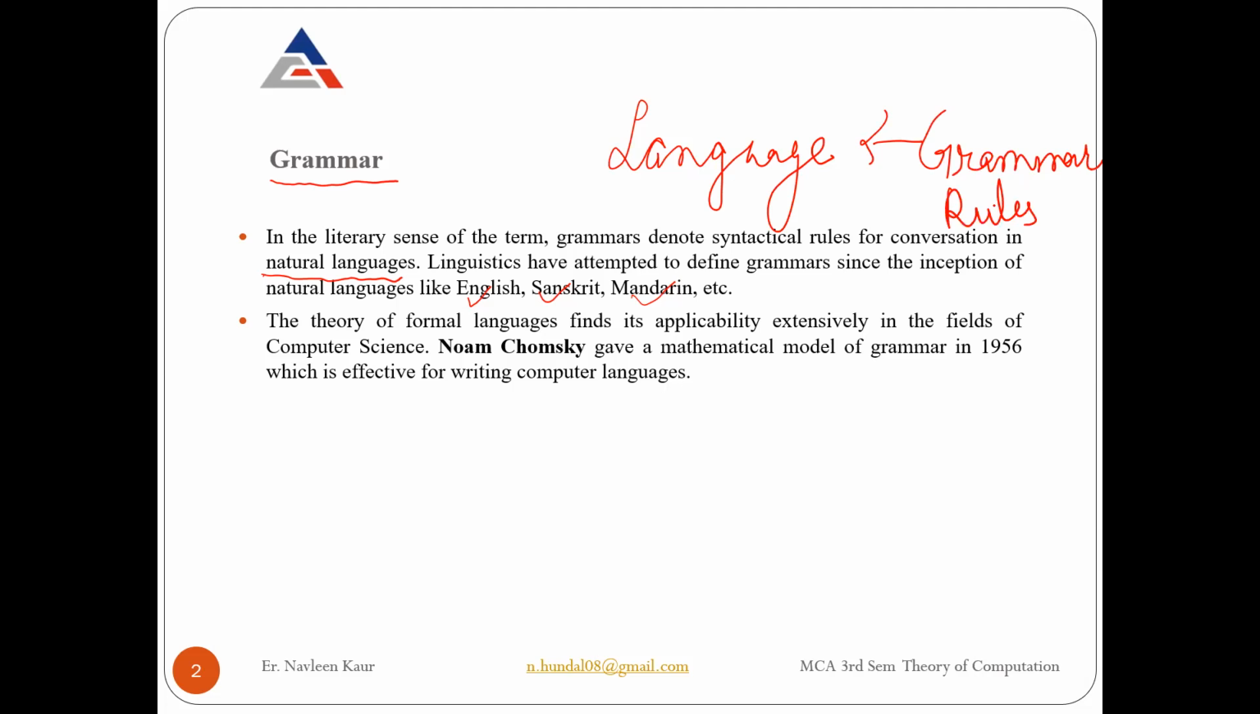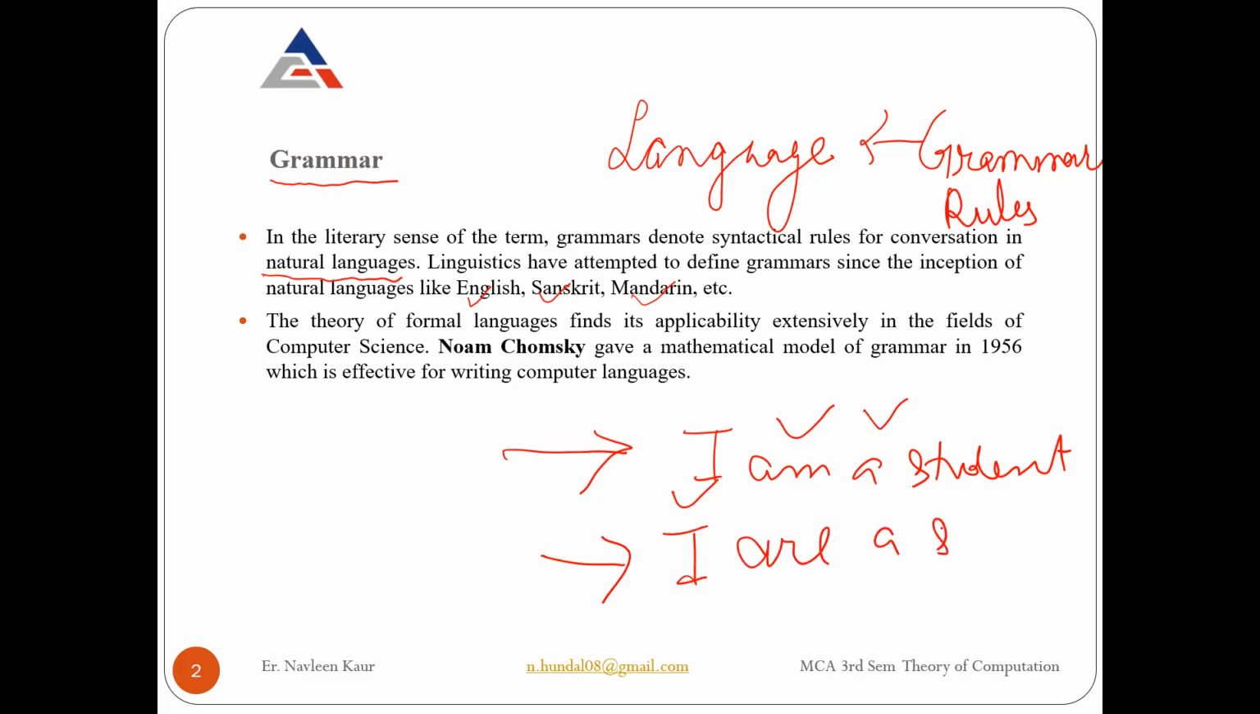For example, if I'm talking about the sentence "I am a student", this is a language, but it follows grammatical rules. What kind of grammatical rules does it follow? With "I", you always have to write "am", and after "I am", you always have to write "a". You can't write "I are a student", because "I" is always singular, and with singular things, grammar says that you always write "am" and not "are". You write "are" only with plural things.